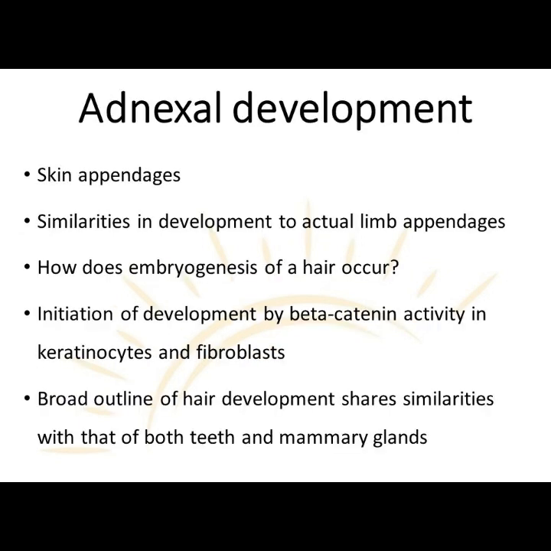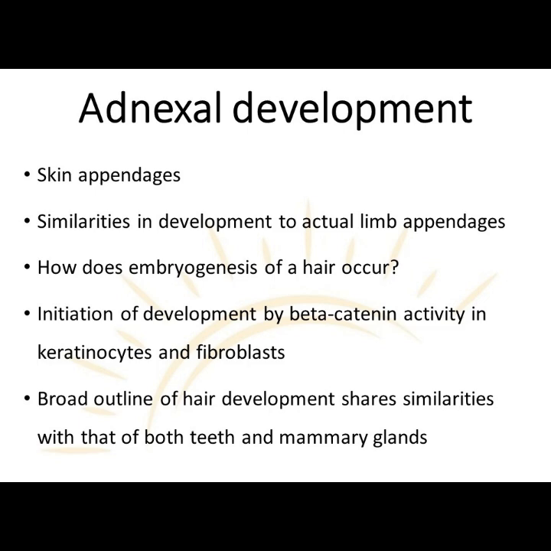Adnexal development. Adnexal structures are the skin appendages: hair, sebaceous glands, sweat glands, nails, apocrine glands, dermatoglyphics, fingerprints. Their development shares similarities with limb appendages, teeth, and mammary glands. Central signaling molecule, beta-catenin, active in keratinocytes and fibroblasts.